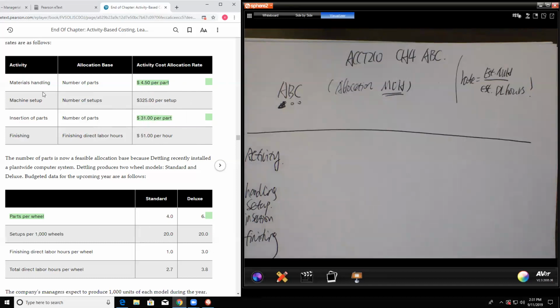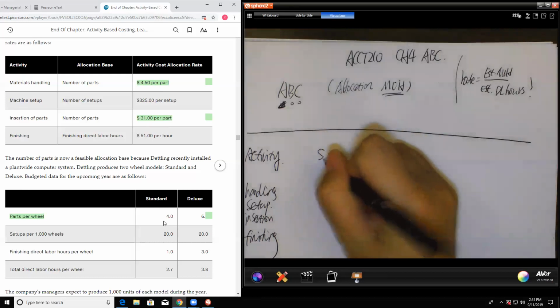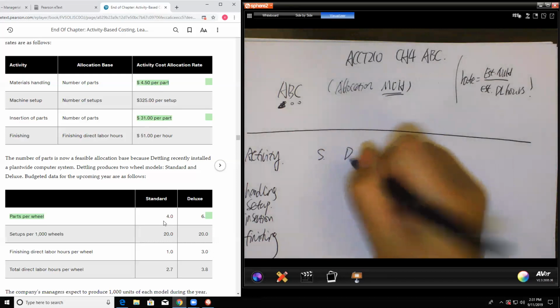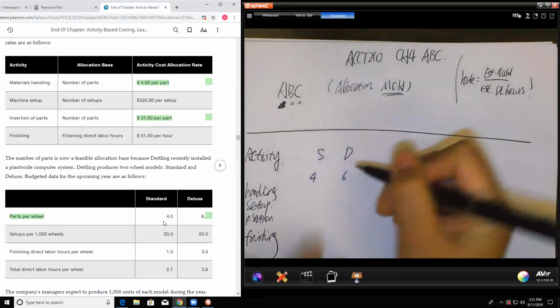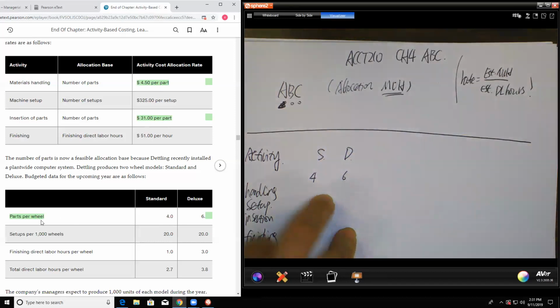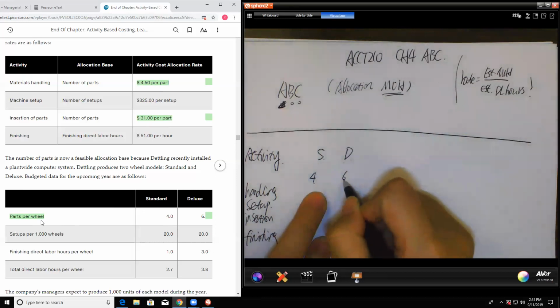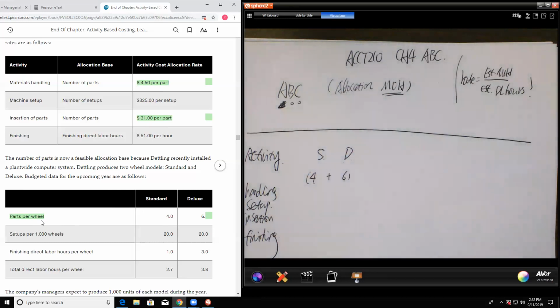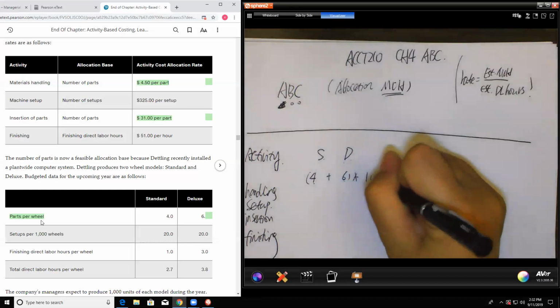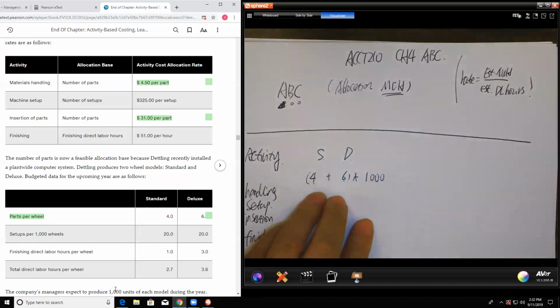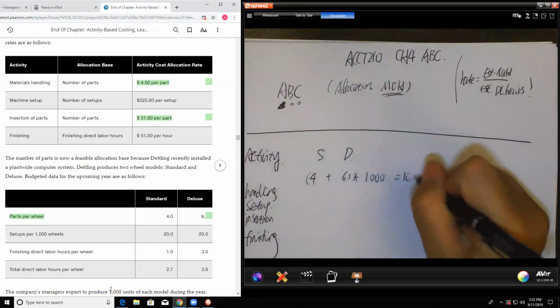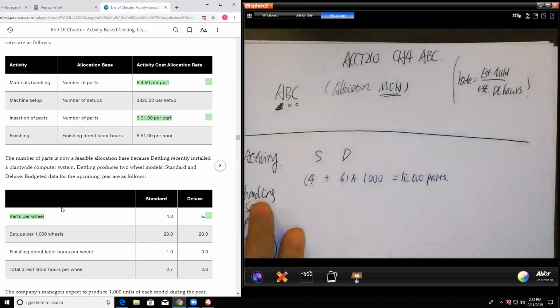So the first one is material handling. When you have one wheel, you have 4 parts, and whenever you have one part, you have to allocate $4.5 to the manufacturing overhead. So we have the standard and the deluxe. This one is 4 parts, this one is 6 parts for each wheel. So your total for the 2 models is 10 parts for one wheel. And then we have 1,000 wheels, so we will have 10,000 parts.